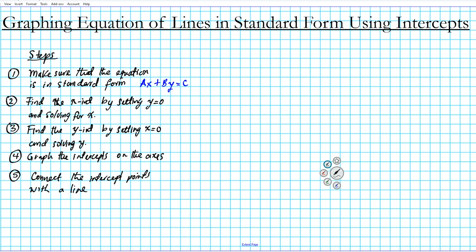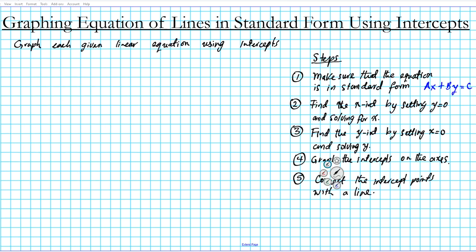Okay, so let's go ahead and apply these steps in graphing the equation of lines in standard form. The instructions for the examples that we're doing are for us to graph each linear equation using intercepts. So for number 1, let's say we have the linear equation 2x minus 3y is equal to negative 12. Alright, so let's graph that.